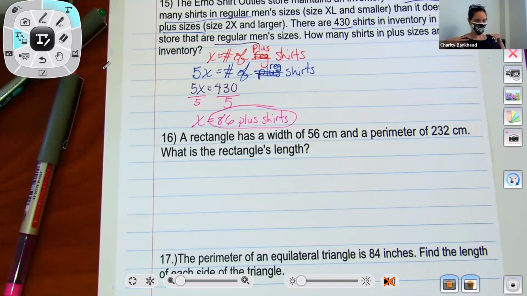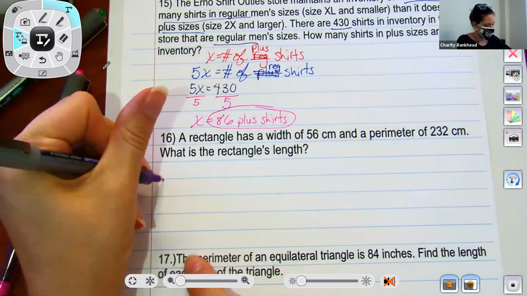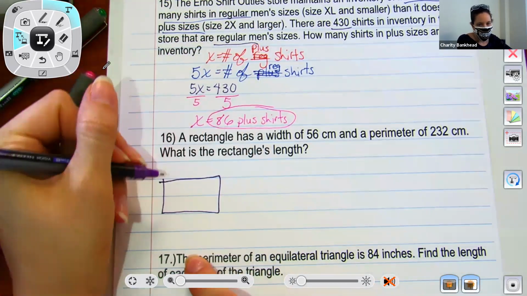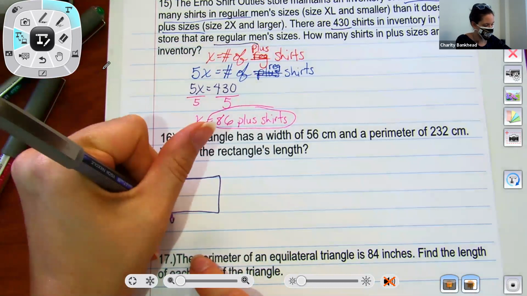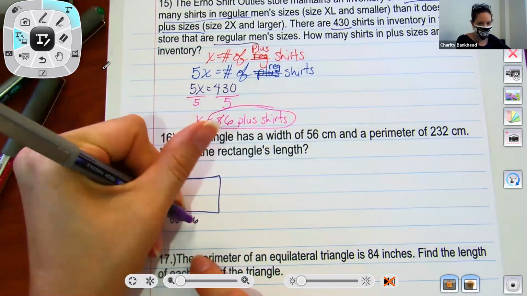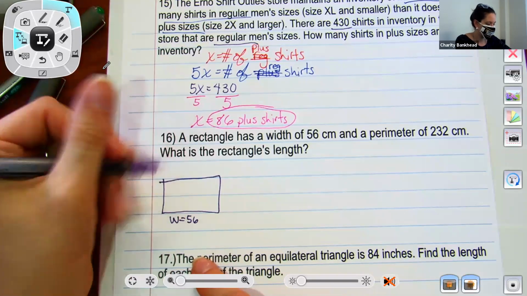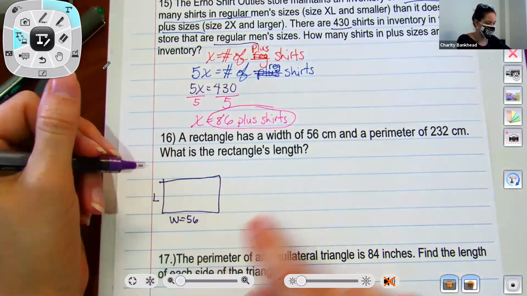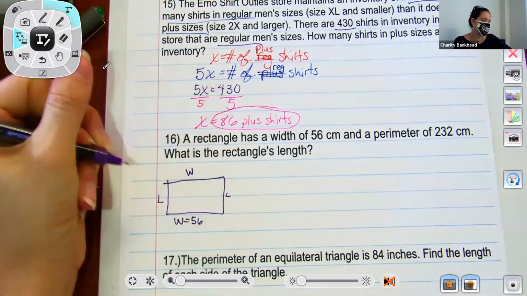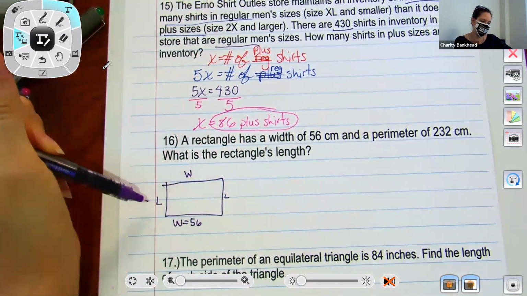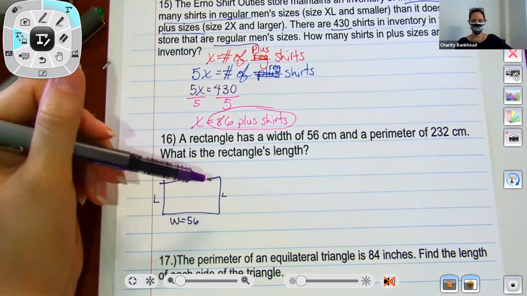All right, number 16 says a rectangle has a width of 56 centimeters and a perimeter of 232 centimeters. What is the rectangle's length? All right, so I'm going to just go ahead and sketch a little bit of a rectangle. The width is 56. It doesn't matter which one you call the width or length. Perimeter is 232. So the perimeter will be the sum of all the sides. So you could say it's W plus L plus L, or that's the same thing as saying it's 2L plus 2W.